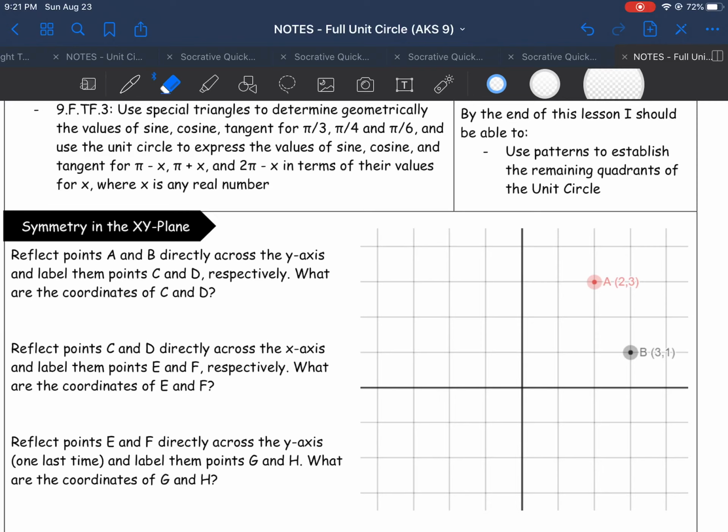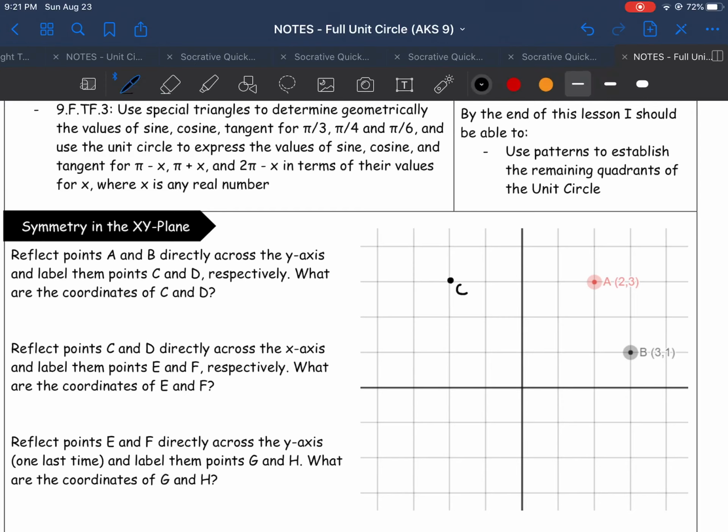As we explore how we can establish the remaining quadrants of the unit circle, let's consider some symmetry in the xy plane. So we have these 2 points A and B, and what we're going to do is reflect A and B constantly across the different axes in the xy plane. Let's start with reflecting A and B across the y-axis. So I'm going to reflect A across the y-axis. This is going to give me point C.